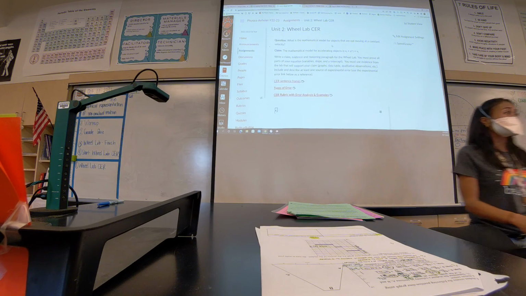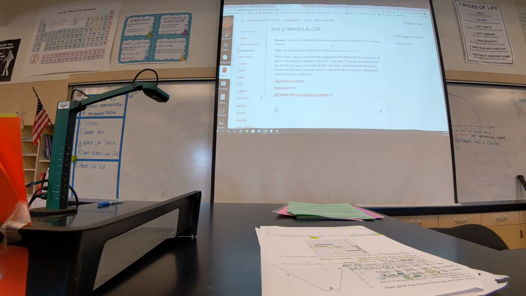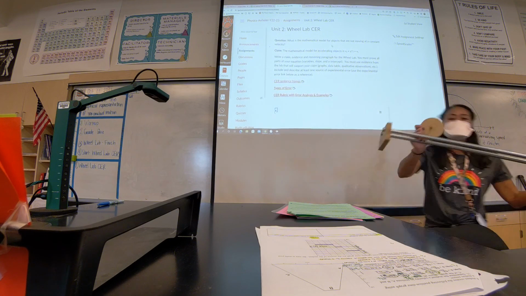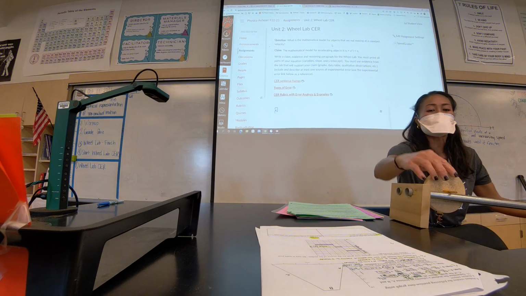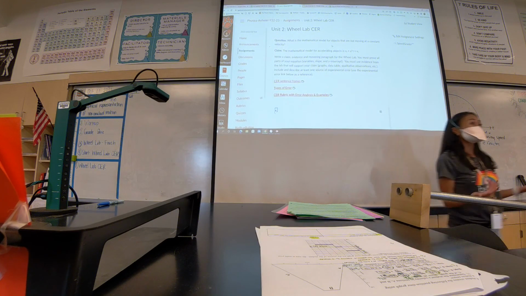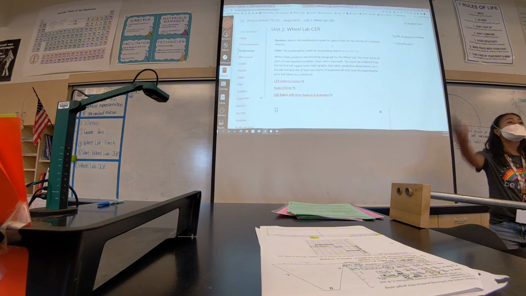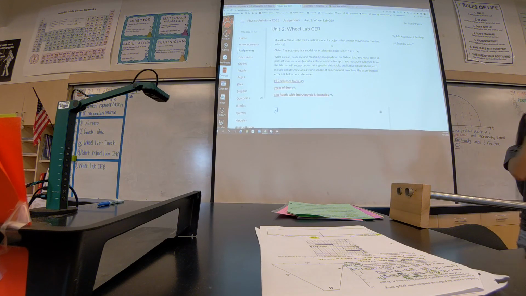And the reason why is because when you have your Wheel Lab, your wheel doesn't always have to start off at 0. So if I set this up and I decided I'm not going to start it at rest, I'm going to give it a little push. That little push is my initial velocity. It also goes for objects that are thrown upward. When you throw an object up, you start with an initial velocity.